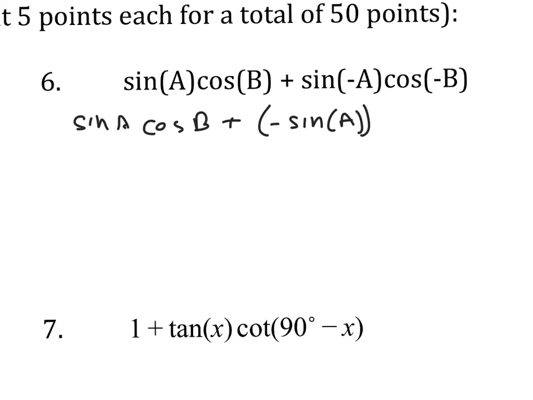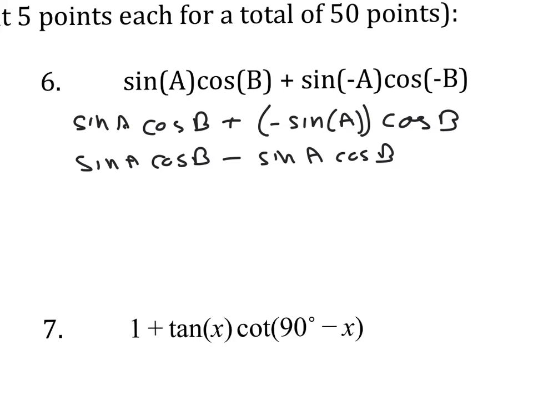Cosine, if you have a negative sign inside the parentheses, because the shape of the cosine curve is symmetrical about the y-axis, having a negative inside the parentheses, which would normally reflect your function horizontally about the y-axis, when you reflect the cosine curve, it looks exactly the same. So cosine of a negative thing is exactly the same as cosine of the positive thing. So this is just cosine of B. So really what I have here is sine of A, cosine of B, minus sine of A, cosine of B.